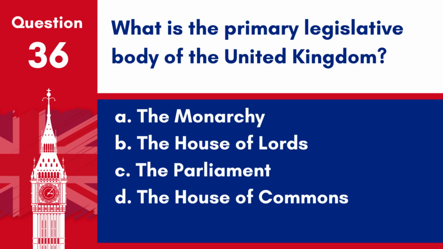Question 36. What is the primary legislative body of the United Kingdom? A. The Monarchy, B. the House of Lords, C. the Parliament, D. the House of Commons. Answer: C. the Parliament. The primary legislative body of the United Kingdom is the Parliament.